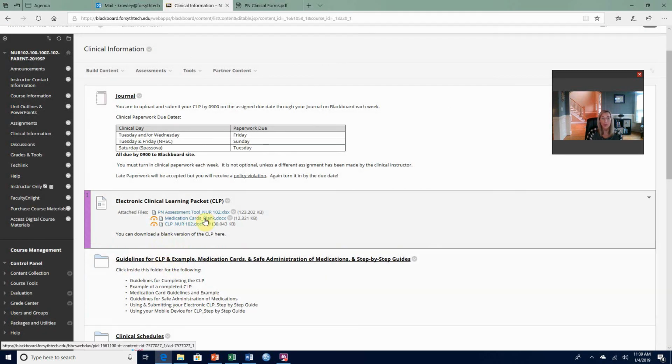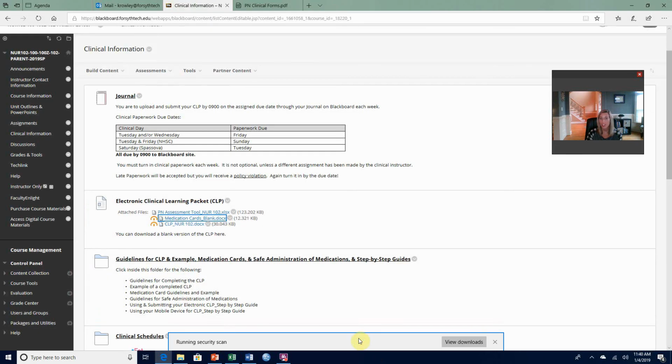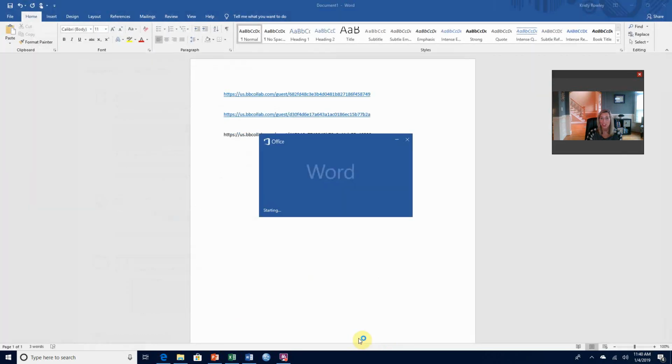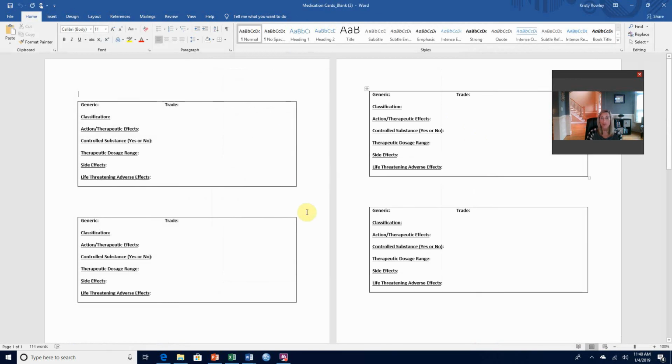And then the next one is the medication cards. Now these, I'm just going to pull it up so our new instructors can see what those look like. Like I said, there's an example of a filled out one as well, along with guidelines. So it's kind of self-explanatory.